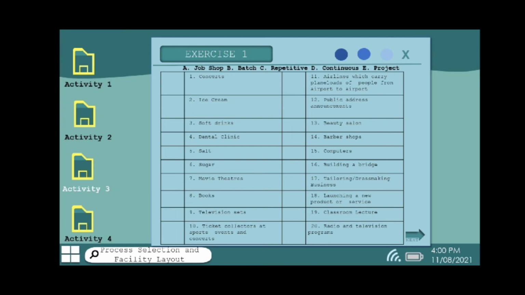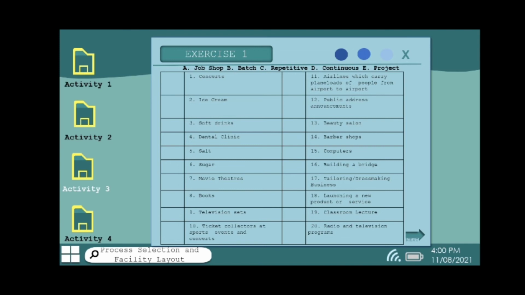Number 5 and number 6, we have already discussed it earlier. It is a continuous. Number 7, movie theaters. It is a batch. Number 8, books. It is a batch. Number 9, television sets is a repetitive. Number 10, ticket collectors at sports events and concerts is also a repetitive. Number 11, airlines which carry plane loads of people from airport to airport is a batch. Number 12, public address announcement is a batch also.